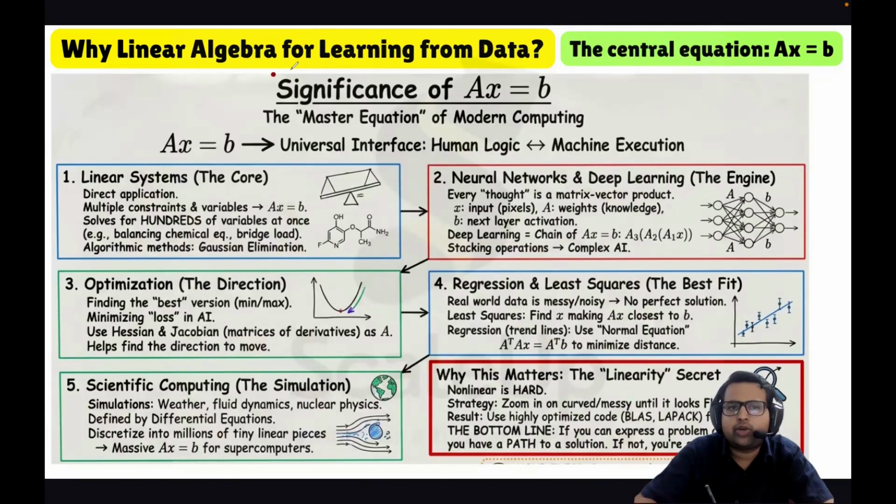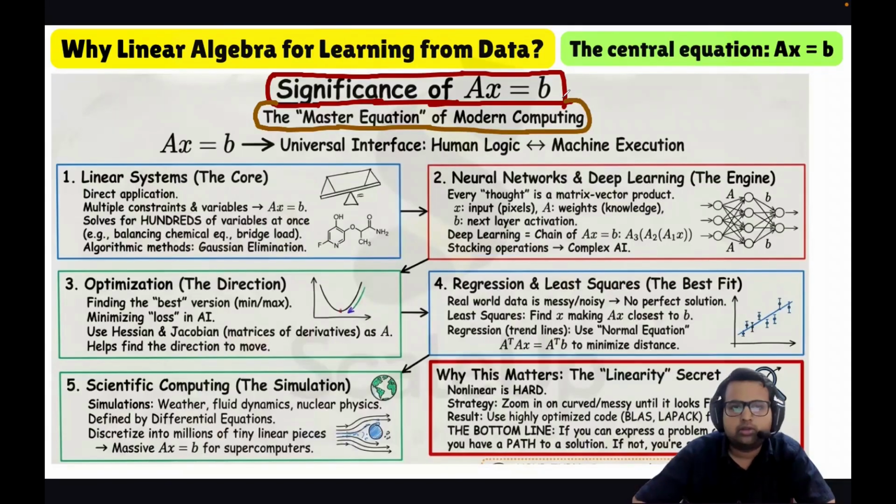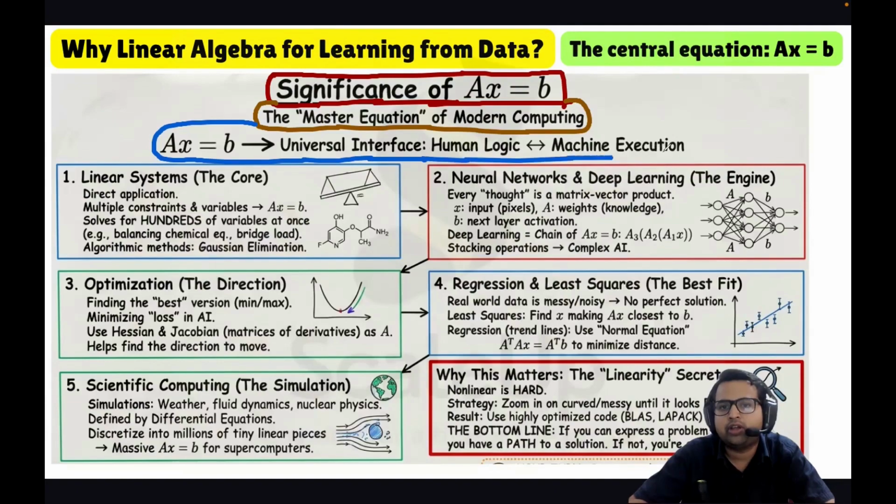Now let us look at the significance of the equation Ax = b. The equation Ax = b is the master equation of modern computing. While this equation looks like a simple algebraic statement, it serves as the universal interface between human logic and machine execution. Now let us understand the significance of this equation in certain critical domains.